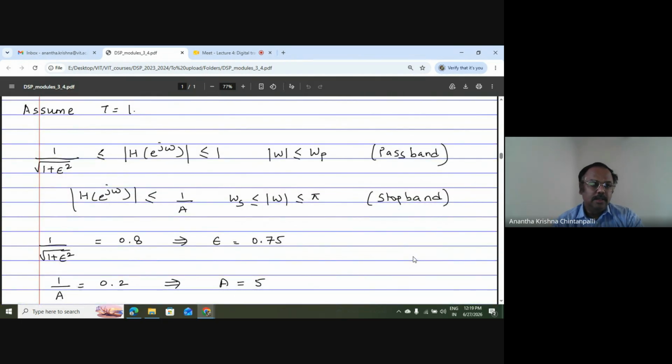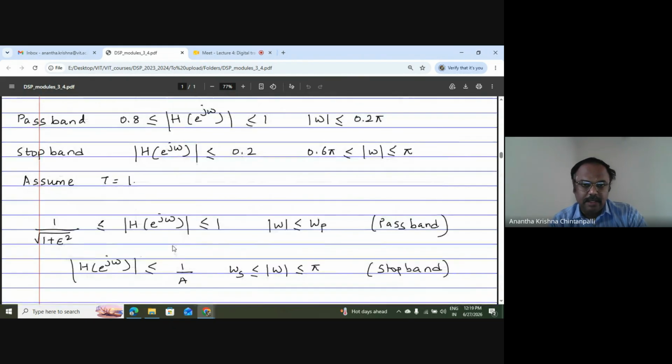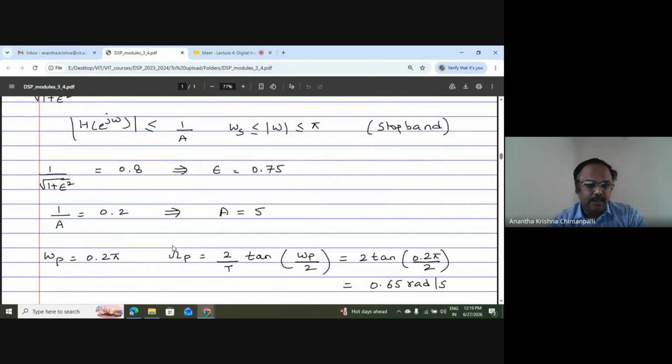Now what do I do? 1 divided by the square root of 1 plus epsilon squared is 0.8, given in the question. So epsilon is going to be 0.75. Then 1 over A is equal to 0.2, so A is going to be 5.